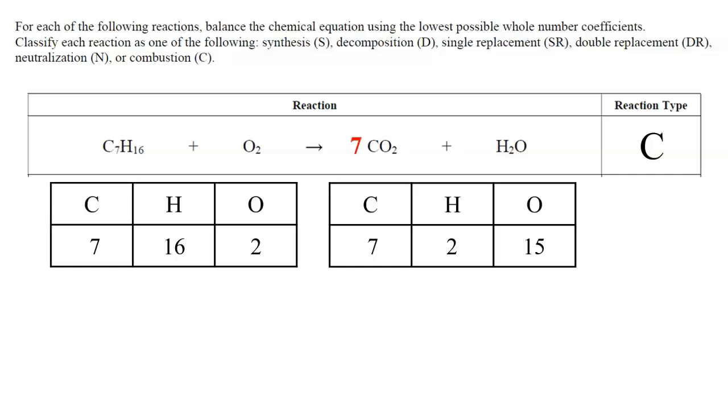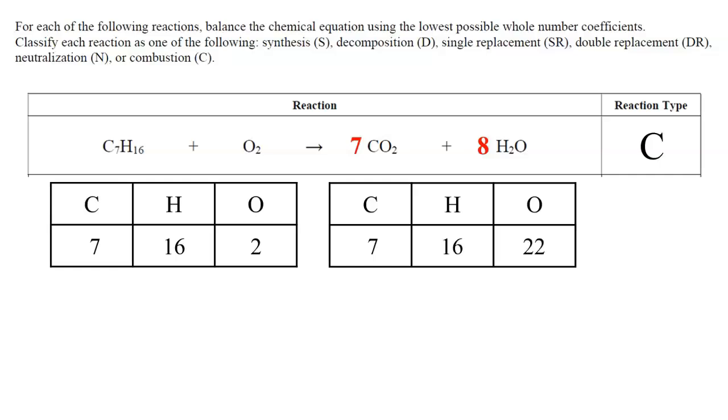So by putting a coefficient of 8 in front of the H₂O, so 8 times 2 is 16, that will give me 16 hydrogens on the right side of the equation. It's also going to change my number of oxygens. So here's my new total for the carbons and the hydrogens and the oxygens.